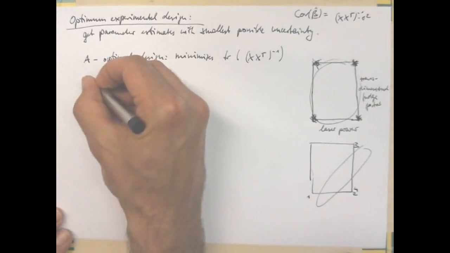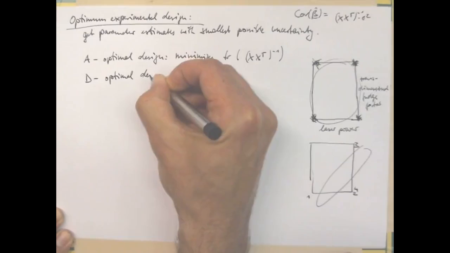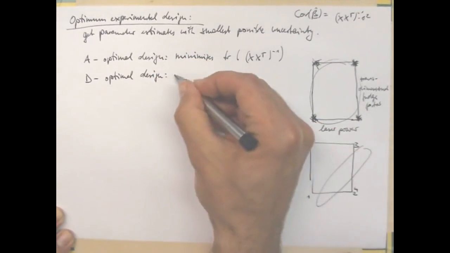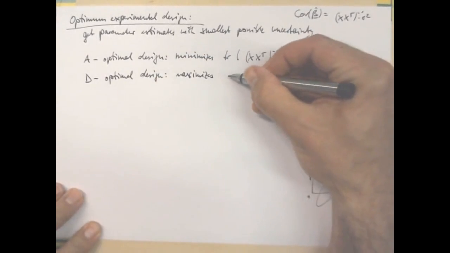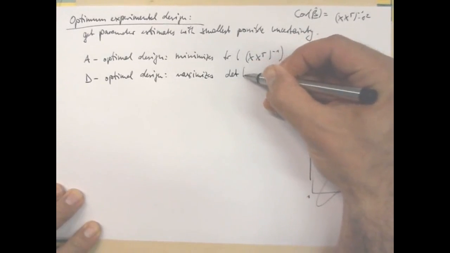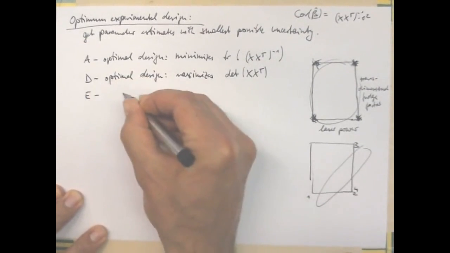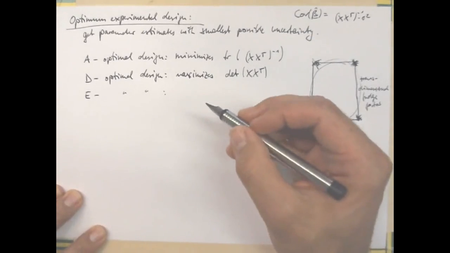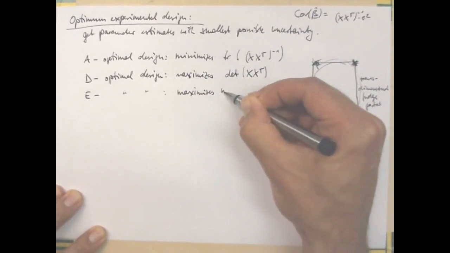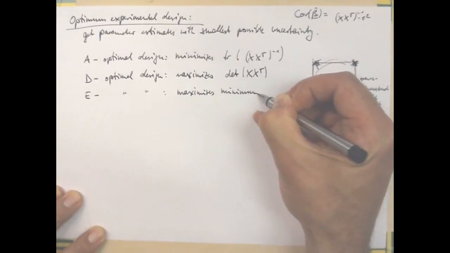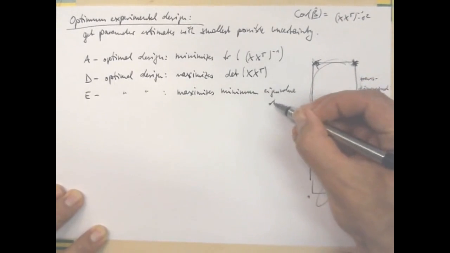Then the D-optimal design maximizes the determinant of X X transpose, and the E-optimal design maximizes the minimum eigenvalue of X X transpose.